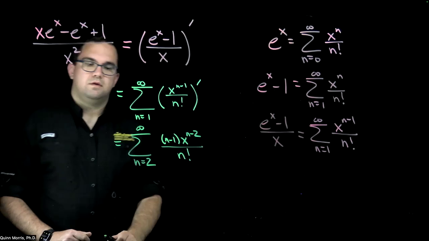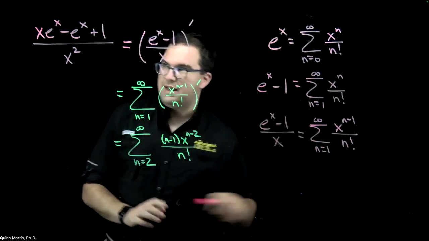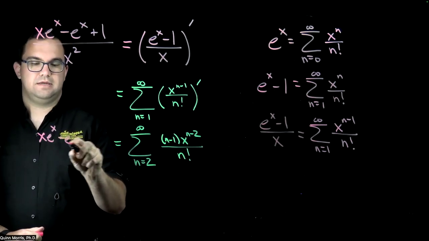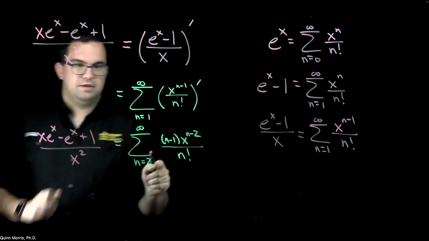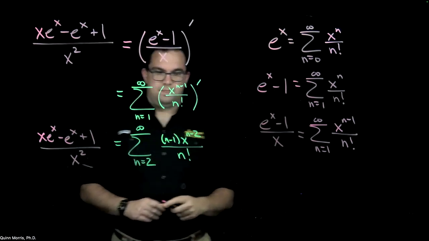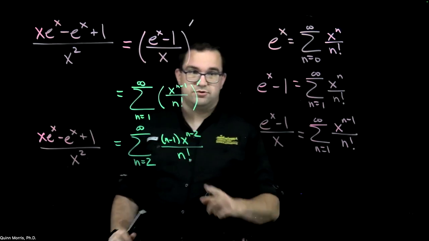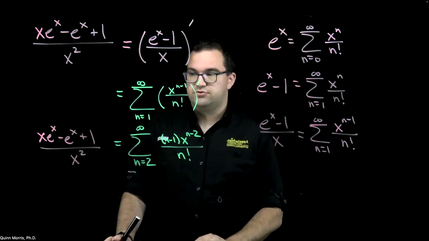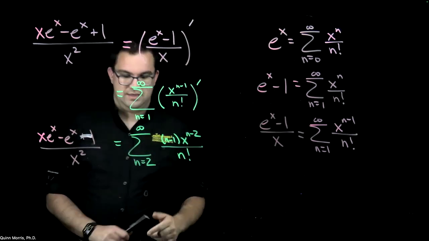So now I have that x e to the x minus e to the x plus 1 over x squared is equal to this. Now, I should be a little careful. I should wonder what the radius of convergence is. It turns out the radius of convergence here is infinite. So this does converge for every value of x, and for every value of x, this series converges to this.